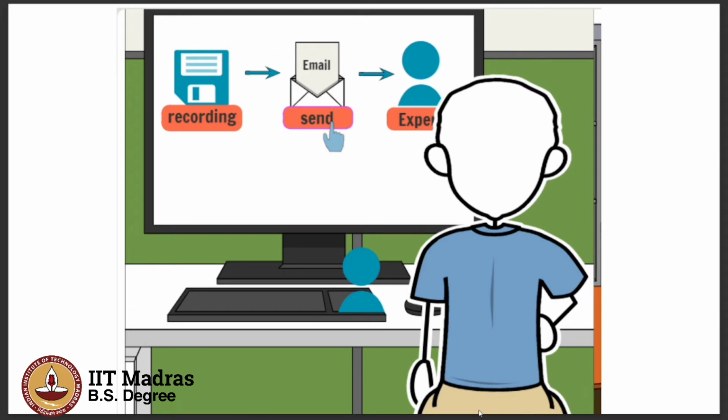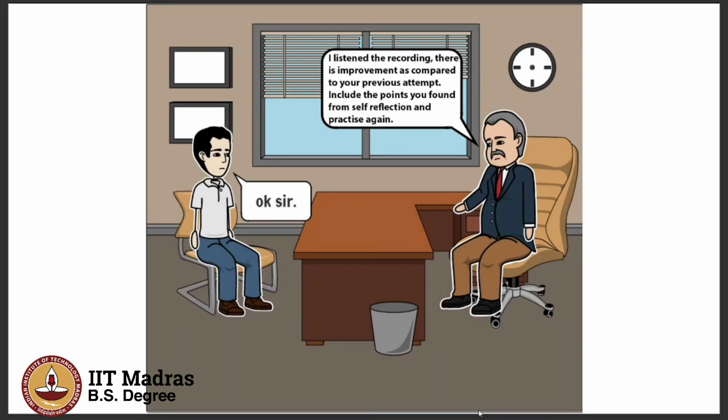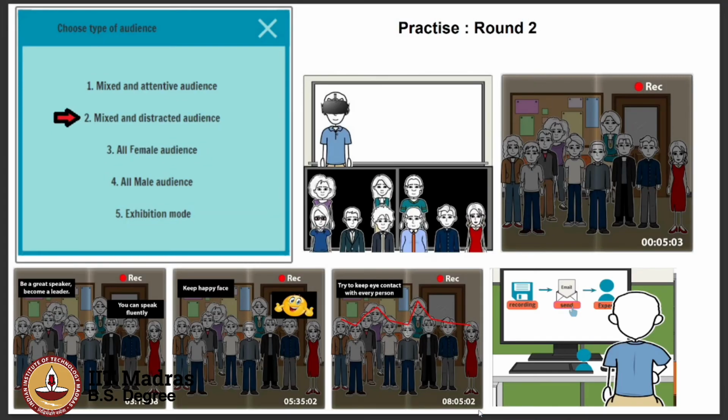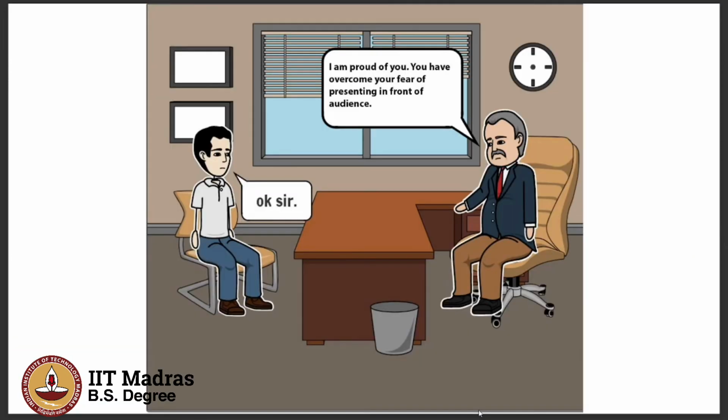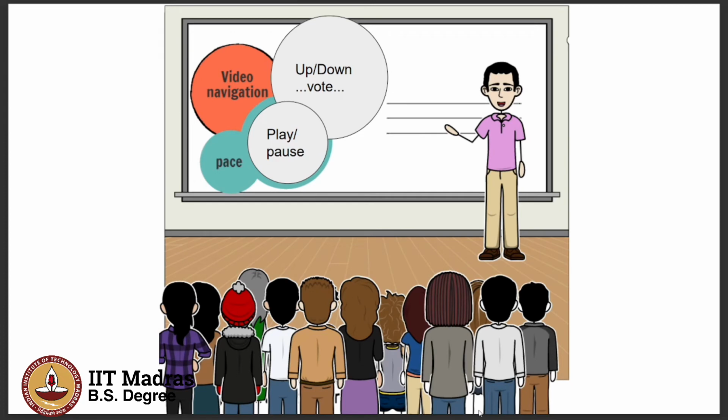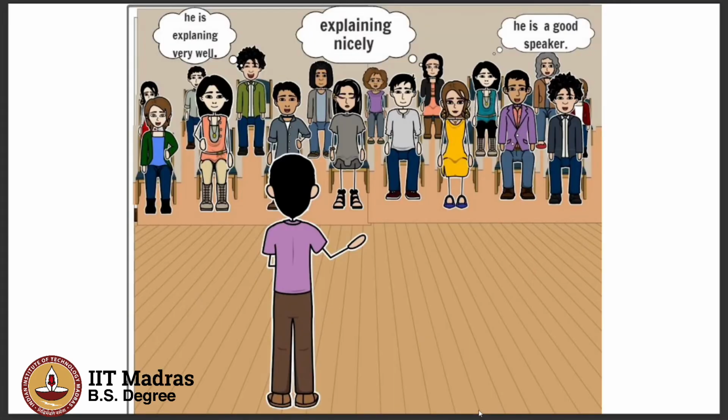The user can send the recording of his presentation to his mentor, and there is a second round of practice. So in all of these, we see that the steps which are involved are clearly defined. What is a task? All that has been clearly defined in the storyboard. And finally, we see that this person presents effectively in front of an audience.